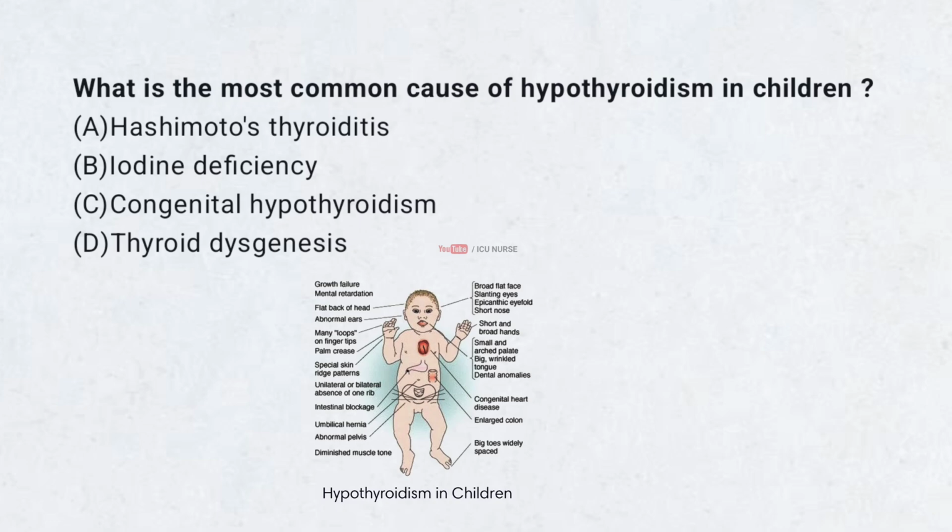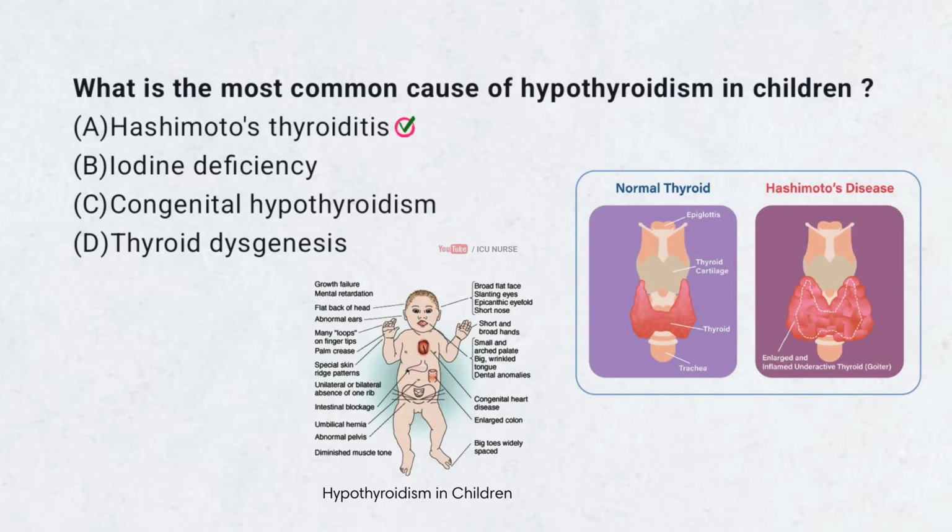What is the most common cause of hypothyroidism in children? A. Hashimoto's thyroiditis, B. Iodine deficiency, C. Congenital hypothyroidism, D. Thyroid dysgenesis. Correct answer A. Hashimoto's thyroiditis.